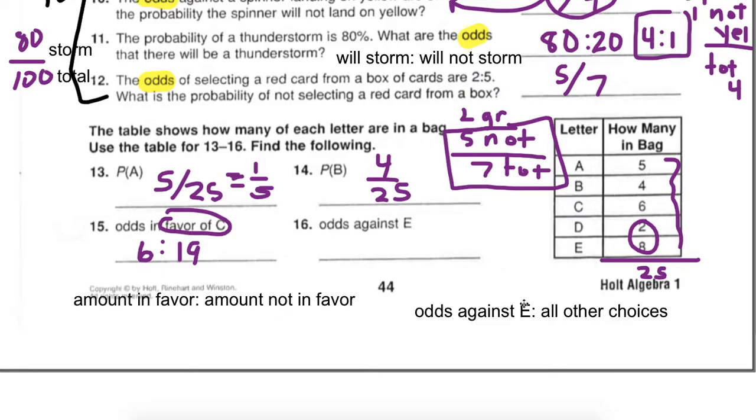So odds against E. Well, if there were 8 that were in favor of E, that tells me that's my second number. 8 were the ones that were for E. So how many were against E? Well, whatever's left out of 25, which would be basically, let me get an eraser here. So all of these are against E. These are the ones that are for E. So here that goes as your second number.